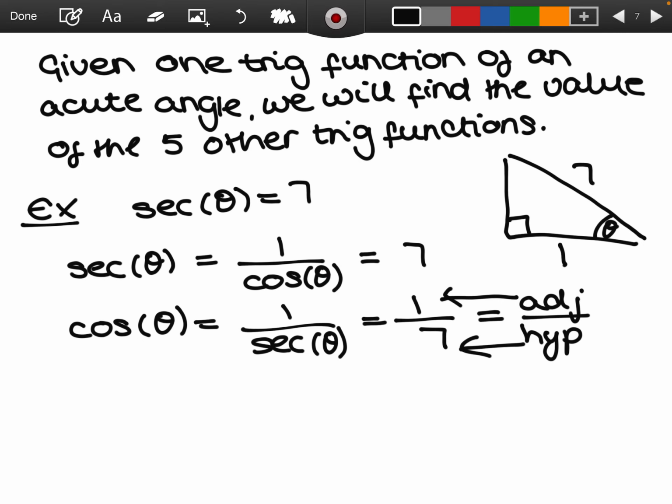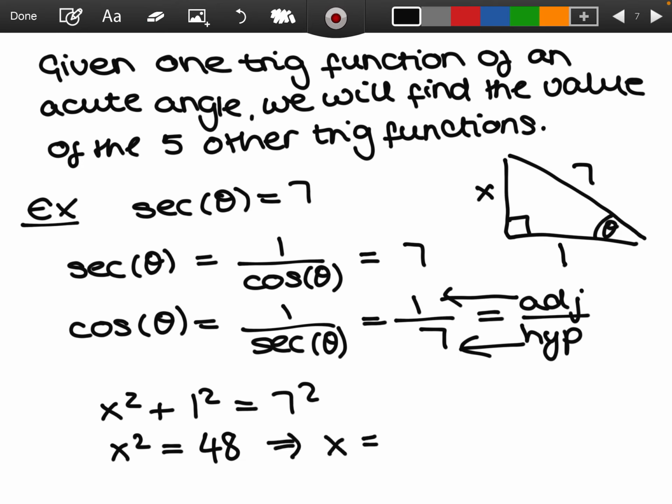In order to find my other trig functions, I need to know what this side here is. I need to know what the side opposite the angle is. That's where we come back to our Pythagorean theorem. And that tells us that x squared plus 1 squared equals 7 squared. So that tells me that x squared would be 49 minus 1, which is 48. And then I can just square root both sides. And again, take the positive square root.